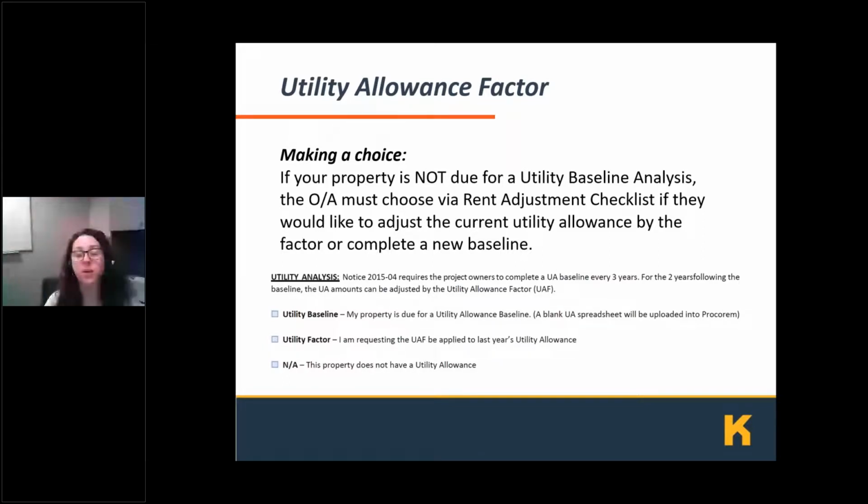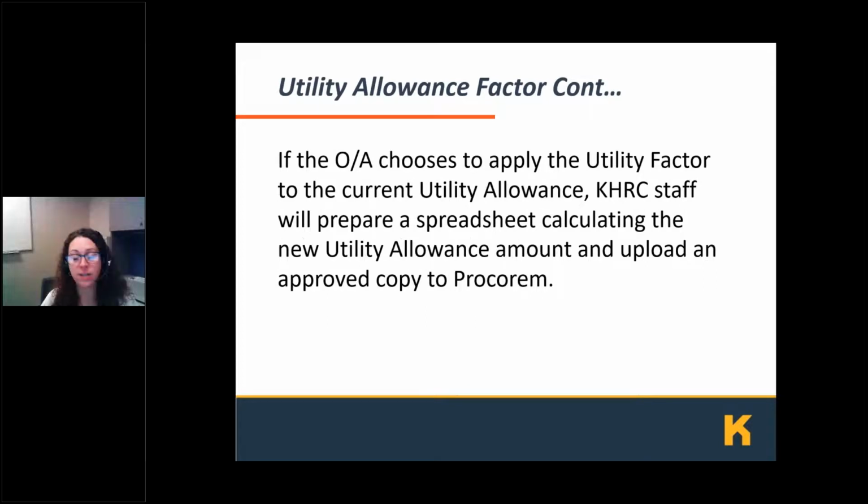Okay, so if you choose to take the factor and have that applied to your current allowance, there's nothing else that you're going to need to do at this time. There's no spreadsheet that you need to complete. We just need to know that that's your choice. Our financial staff will calculate your new allowance by applying the factor. We will upload a copy of that spreadsheet for you. It's a UAF spreadsheet, so it will look different than the baseline. But we will upload that to you and let you know what that new allowance number is.